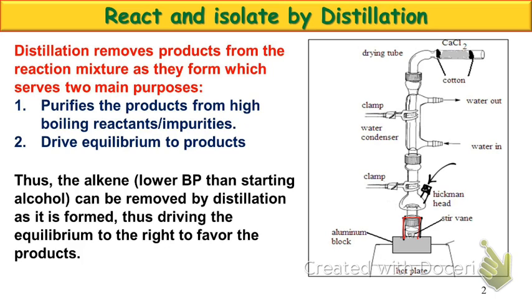Okay, we can then attach that to the Hickman head, which is that weird shaped thingy. Your gas rises up inside, condenses on the side, drips back down, and collects down there. What you can then do, because most of your Hickman heads have the side port, it's just a little arm coming off the side with a nice little plastic cap on it, is pipette the liquid out that side. That liquid will be your product, alkene, and water.